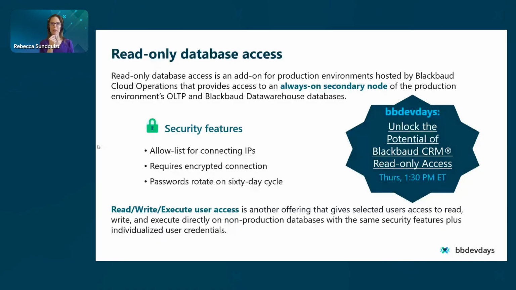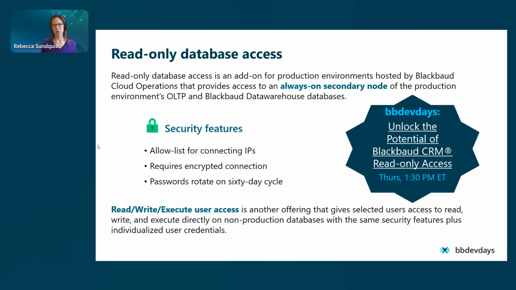So read-only database access is very cool on your production database because it is an always-on secondary node. This means when you query the read-only database connection, you're querying a secondary node and not the primary node in production that's doing the work, right? So you're not interfering with production activity on your primary node.